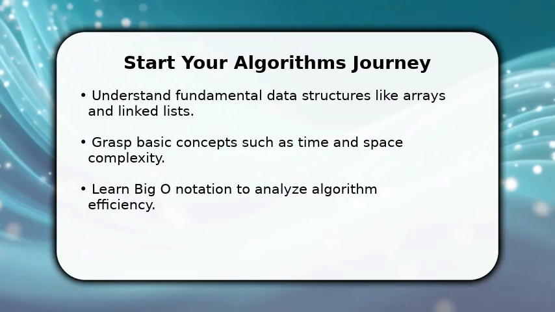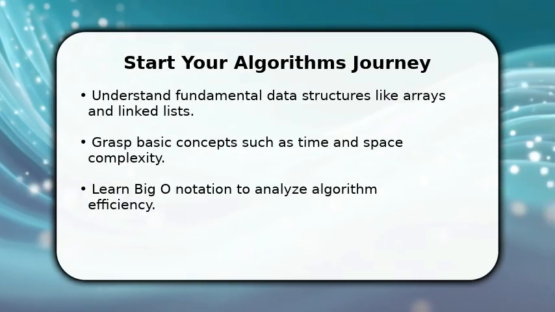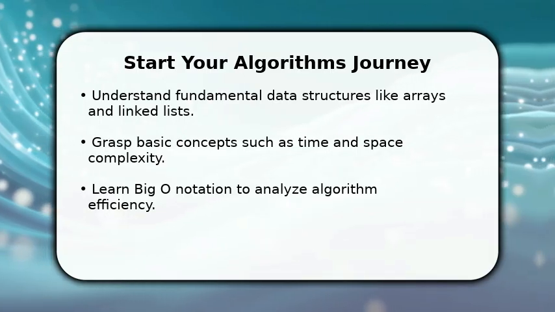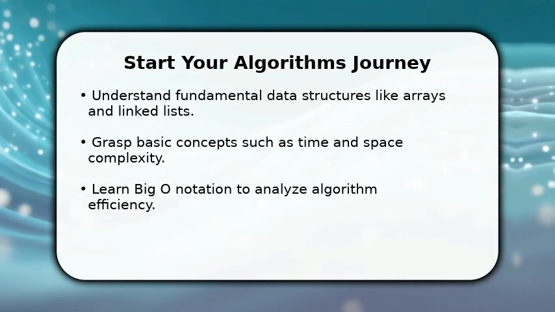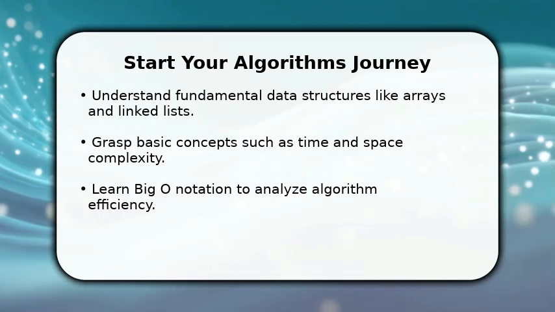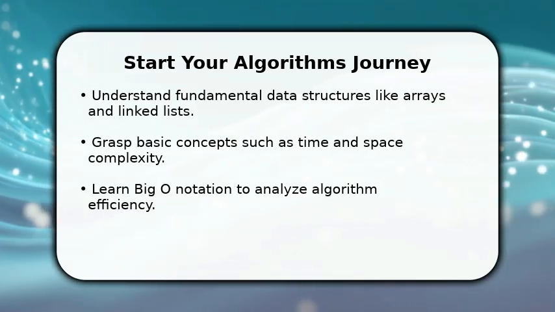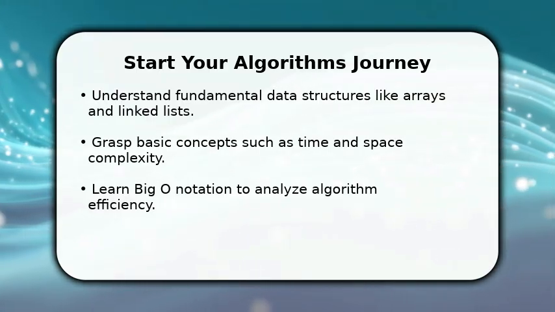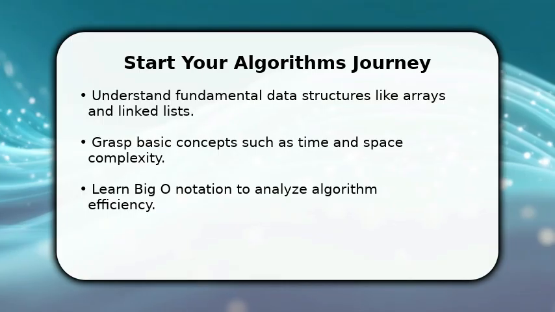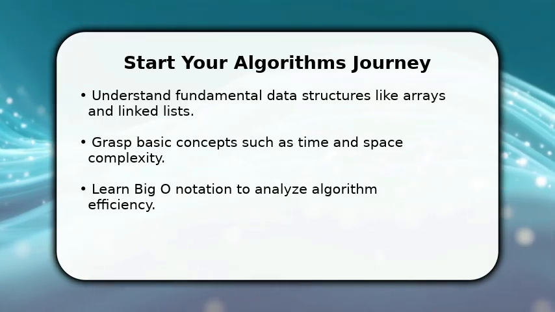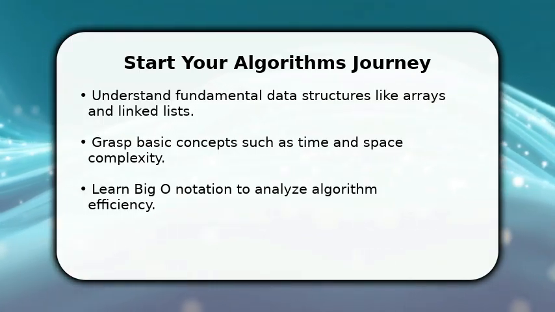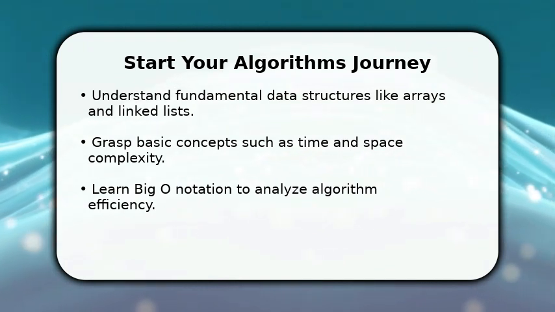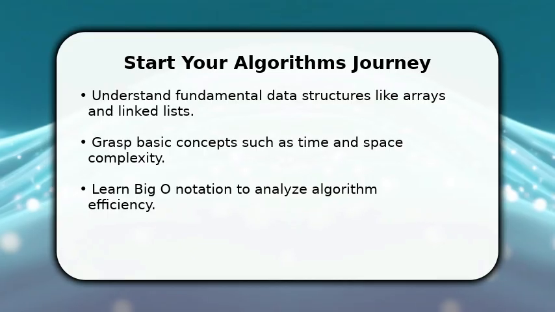In this video, I will explain how to learn algorithms step by step. First, begin by building a strong foundation in core computer science principles. Understand fundamental data structures like arrays, linked lists, and trees. Grasp basic concepts such as time and space complexity, which are crucial for evaluating algorithm performance. Finally, learn Big O notation to analyze and compare the efficiency of different algorithms effectively. This initial phase is vital for your entire learning journey.